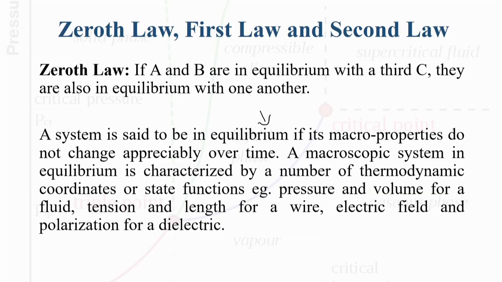Okay, so, I spoke of systems in equilibrium. Let me define what that is. A system is said to be in equilibrium if its macro properties do not change appreciably with time. In other words, if properties that you can measure of that system do not change appreciably with time, then obviously you say that system is in equilibrium. That is fairly obvious and intuitive. But if you have macroscopic systems, what are the sort of properties I am talking about? There are many properties that a macroscopic system can possess.